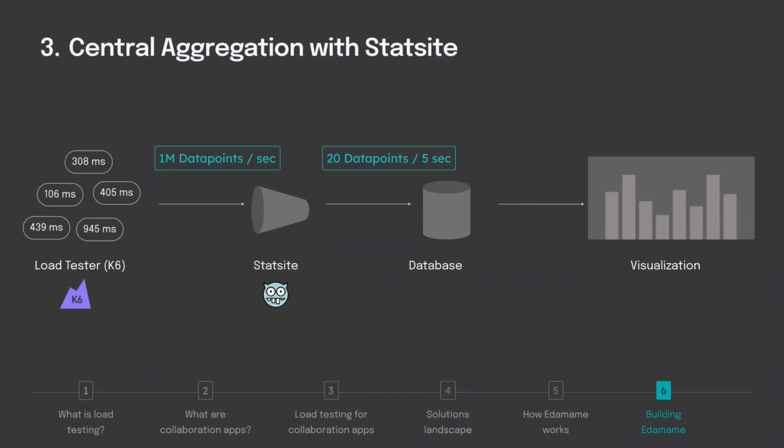Statsite is especially fast because it aggregates trend data points, like the percentiles we talked about, using a probabilistic data structure. What this means is that it doesn't need to sort the 1 million plus data points in order to find, say, the 99th percentile. Instead, the algorithm is going to estimate the distribution based on a smaller sample size and then come to an accurate estimate of the percentiles based on that. And so using a Statsite server allowed us to go from an input of 1 million plus data points per second to, in the end, writing 20 data points or less to the database every 5 seconds.